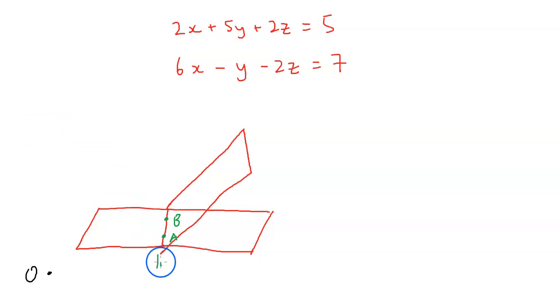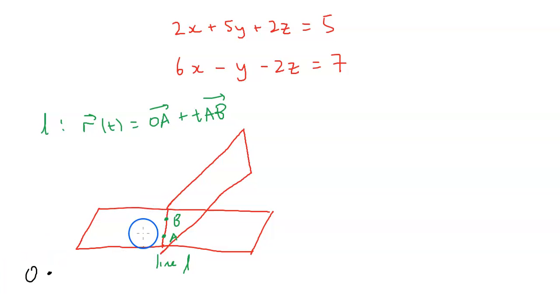If this is the point A, and this is the point B, then the vector equation of the line L that goes through A and B is simply r of t is equal to OA plus t times AB. So we have to find points A and B along that line of interception. And note that any 2 points A and B will do.